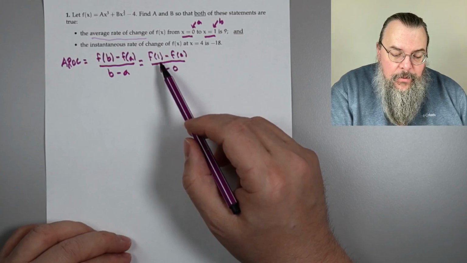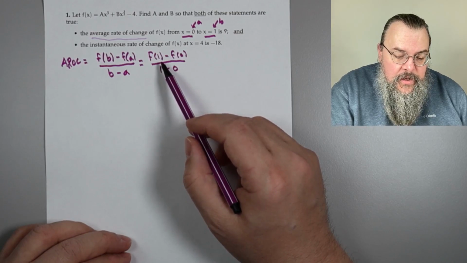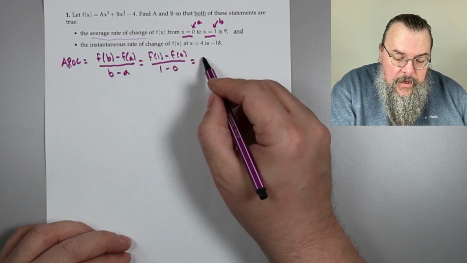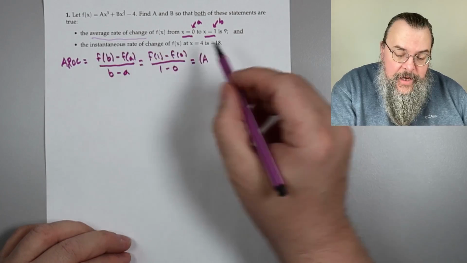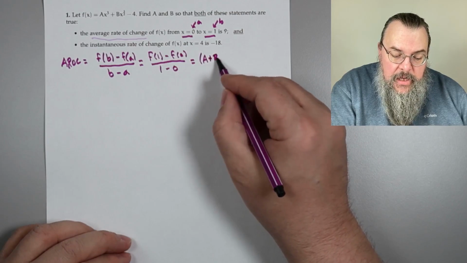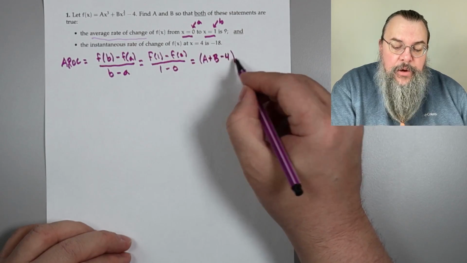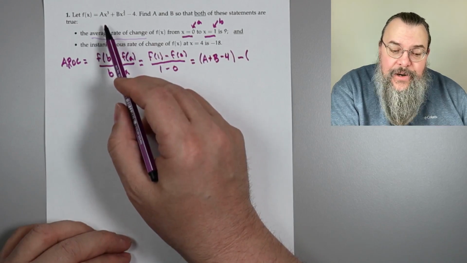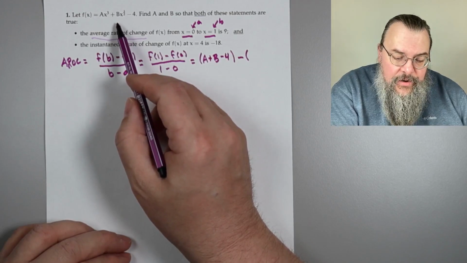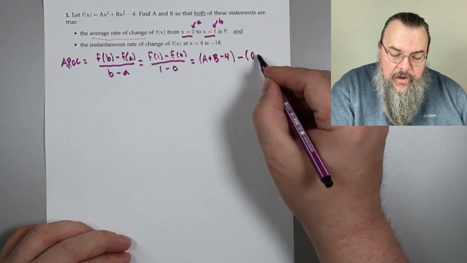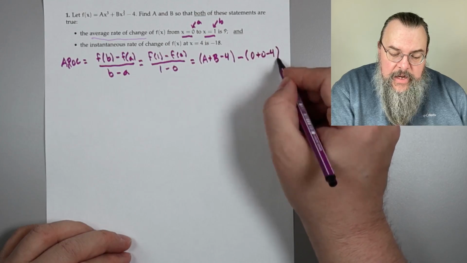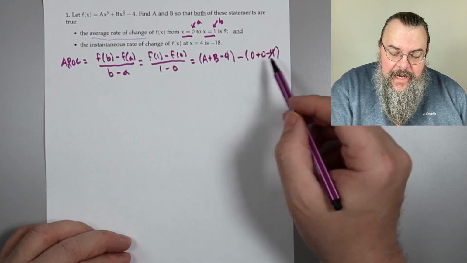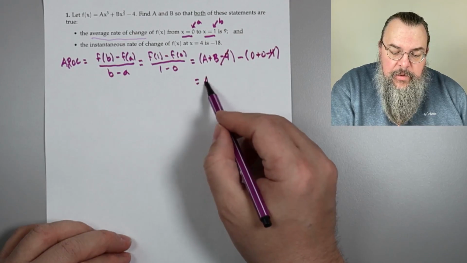So plug in 1. What do you get when you plug in 1? A times 1 cubed, which is A. Plus B times 1 to the 3 halves. Well, 1 to the 3 halves is 1, so we get B. And then we have minus 4. But don't forget, we also have to subtract f of 0. Plug in 0: A times 0 is 0, 0 to the 3 halves is 0, minus 4. So 0 plus 0 minus 4. Notice the minus 4s will cancel. So we're left with A plus B.